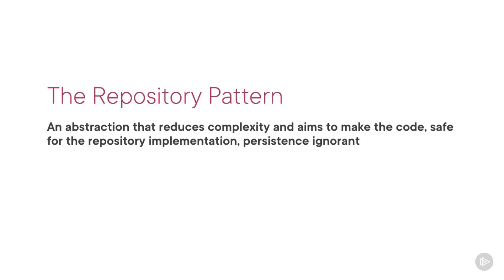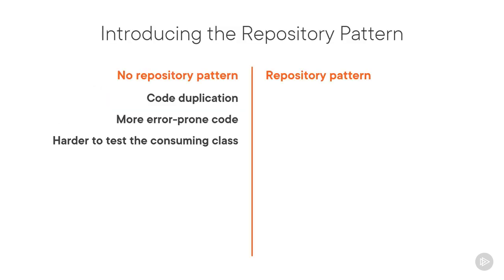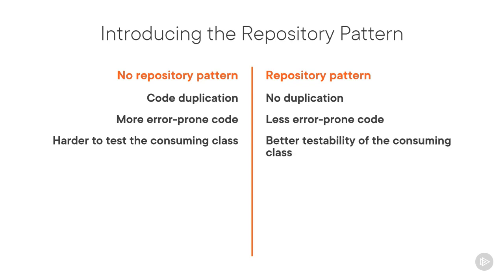This is where the repository pattern comes in. It's an abstraction that reduces complexity and aims to make the code, safe for the repository implementation, persistence ignorant. So we achieve no duplication, less error-prone code, and better testability of the consuming class.